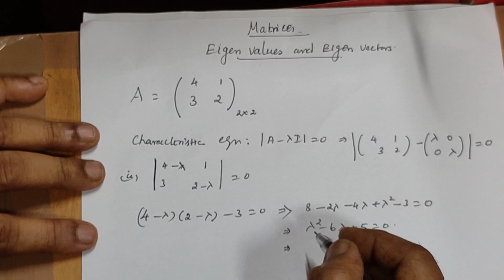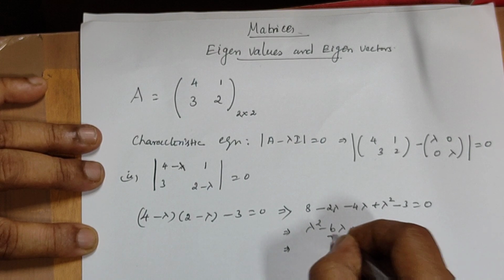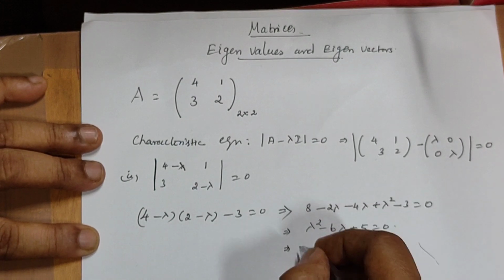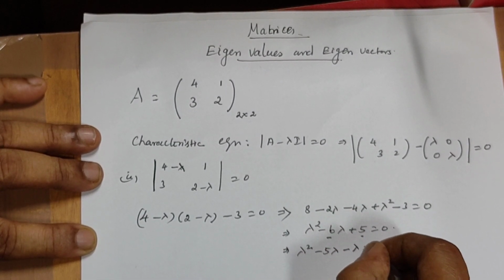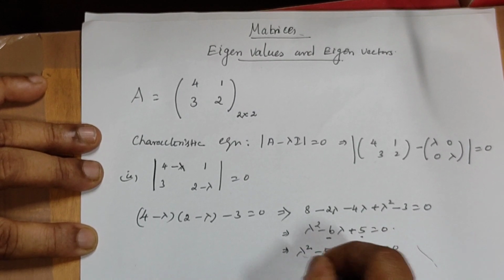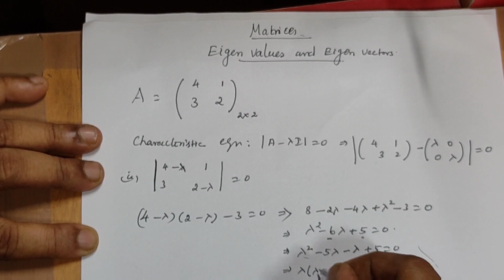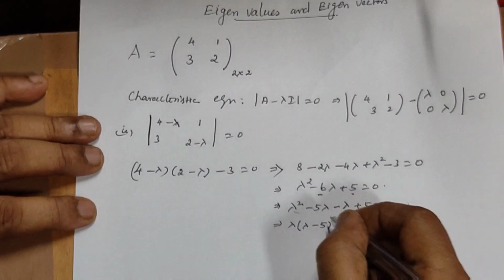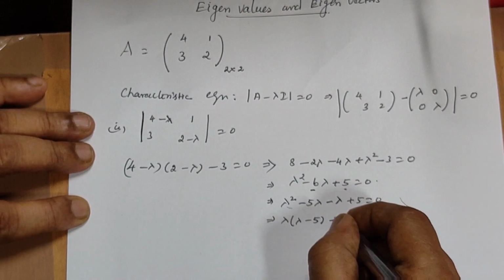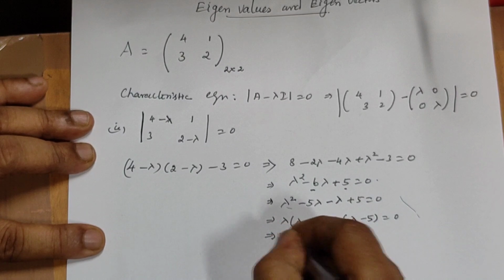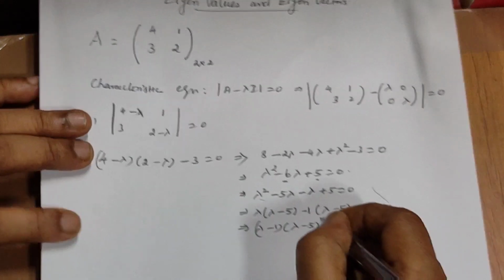You can use any method which is convenient to you. When you add, you have to get minus 6, and when you multiply, you have to get 5. So the only possibility for us is minus 5 lambda and minus lambda plus 5 equal to 0. For these two, lambda can be taken as the common term. So lambda minus 5. And for simplification purpose, write the same lambda minus 5 here, so it will be easy for you to follow. What I have to put is 1. So this implies (lambda minus 1) into (lambda minus 5) equal to 0.